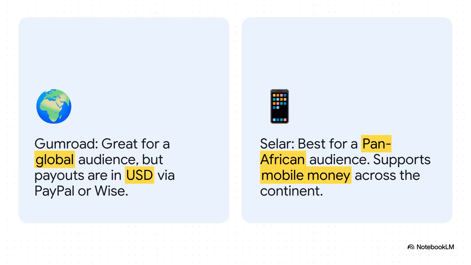Now this is where you have to make a choice based on where your audience lives. Are you aiming for customers in the US or Europe? Gumroad is an incredibly easy, world-class option. The only catch? You get paid in US dollars, so you might lose a little bit in currency conversion fees. But if your focus is Pan-African, think Nigeria, Kenya, Ghana, then Seller is an absolute game changer. Its superpower is that it supports mobile money, which is how a huge part of the continent buys things online.